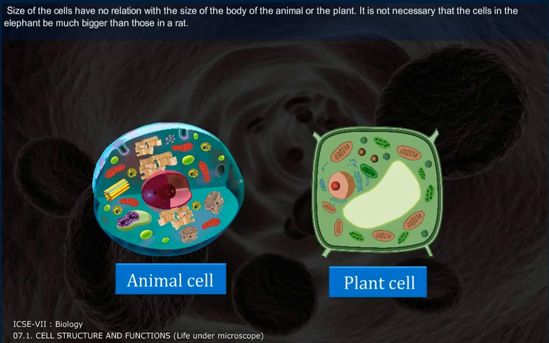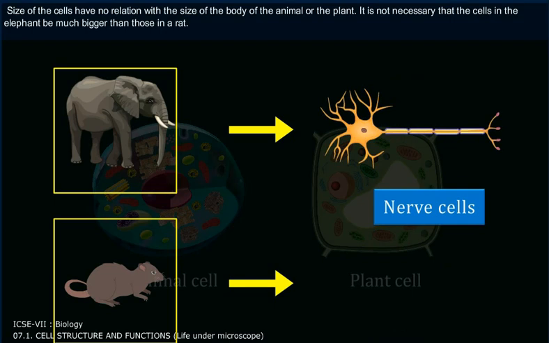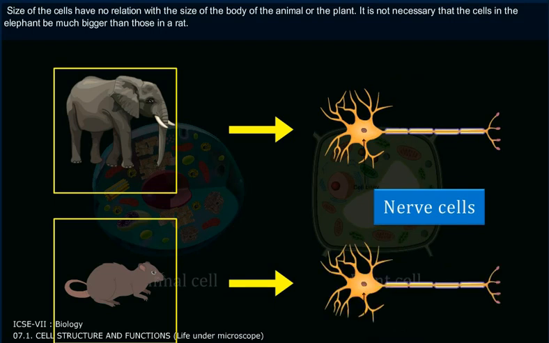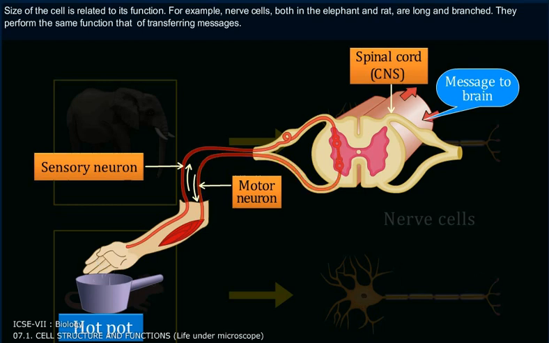The size of the cells has no relation with the size of the body of the animal or the plant. It is not necessary that the cells in the elephant be much bigger than those in a rat. The size of the cell is related to its function. For example, nerve cells both in elephant and rat are long and branched. They perform the same function, that of transferring messages.